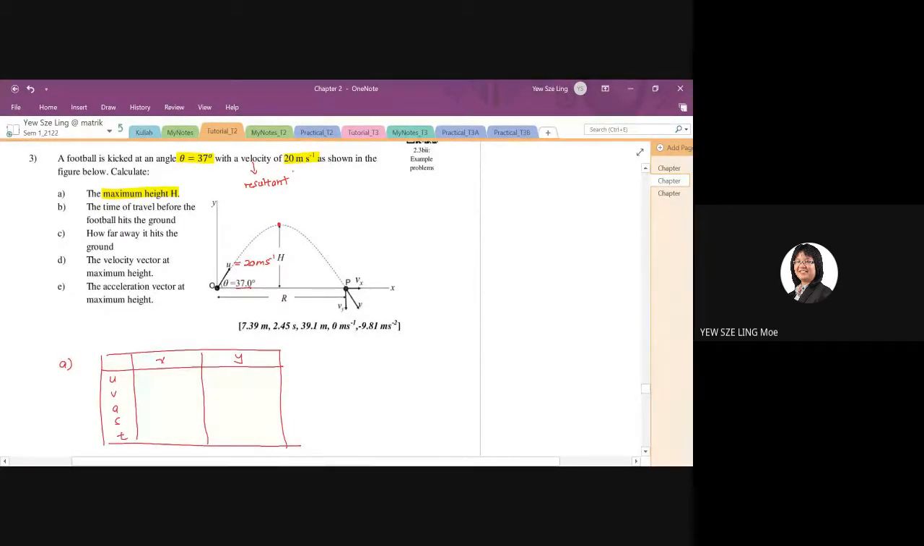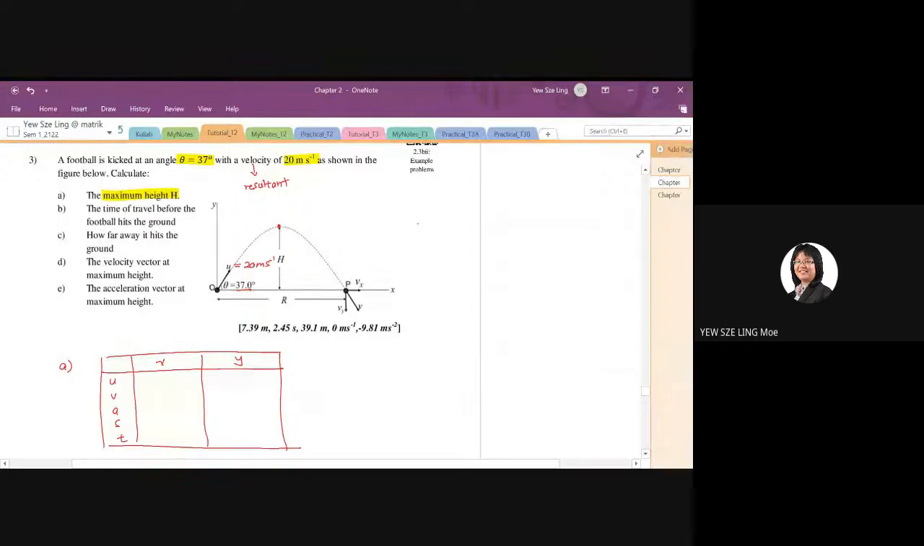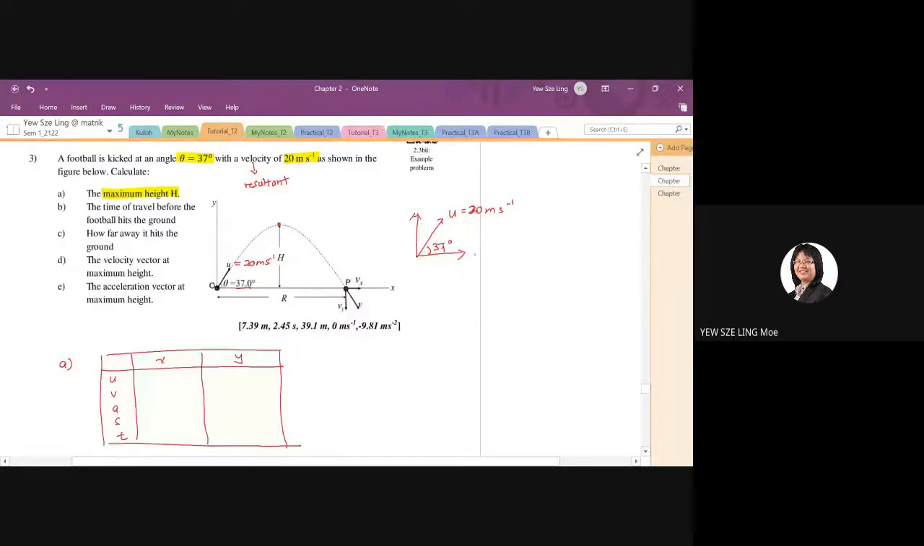So initial velocity, do we have it? Yes. Now you have u here, and then this is 37 degrees. So basically, you can resolve it. This is your u, which is equal to 20 meter per second, and this is the angle, 37 degree. You can resolve it into ux and uy. So ux is equal to 20 cos 37 degree, and then uy is 20 sin 37 degree. Both of them are positive values, because ux is going to the right and uy is going up.